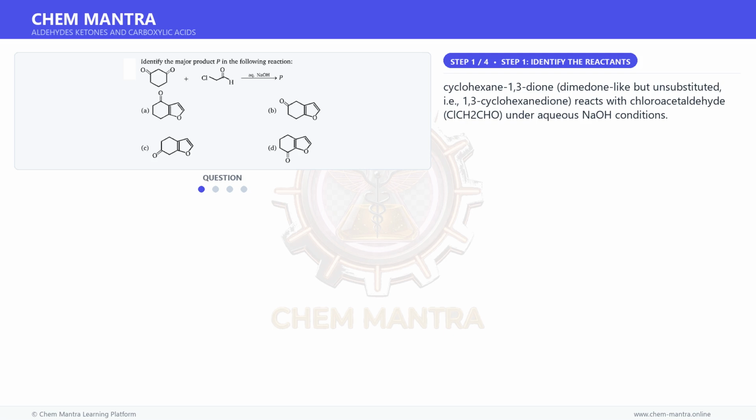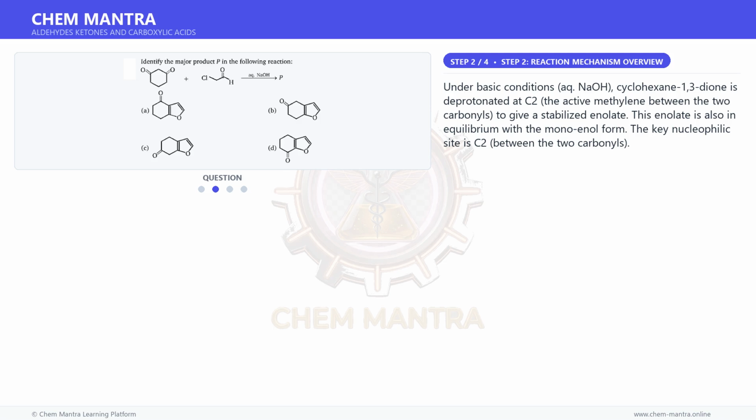Cyclohexane-1,3-dione, unsubstituted, reacts with chloroacetaldehyde, ClCH2CHO, under aqueous NaOH conditions. Moving on to the next step.